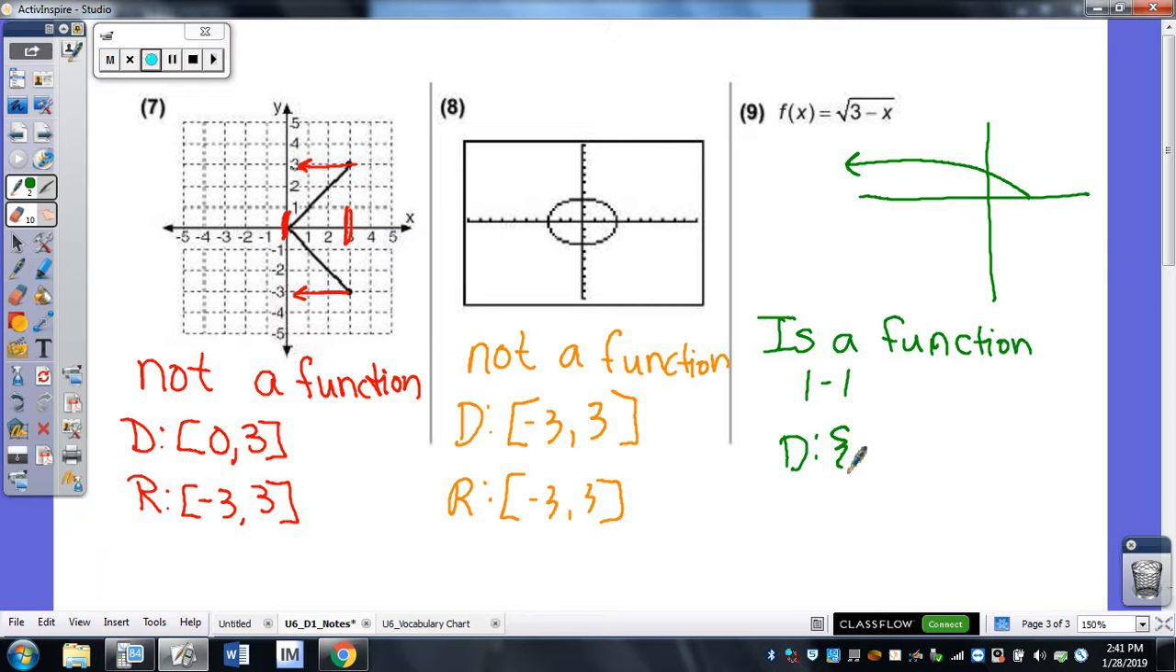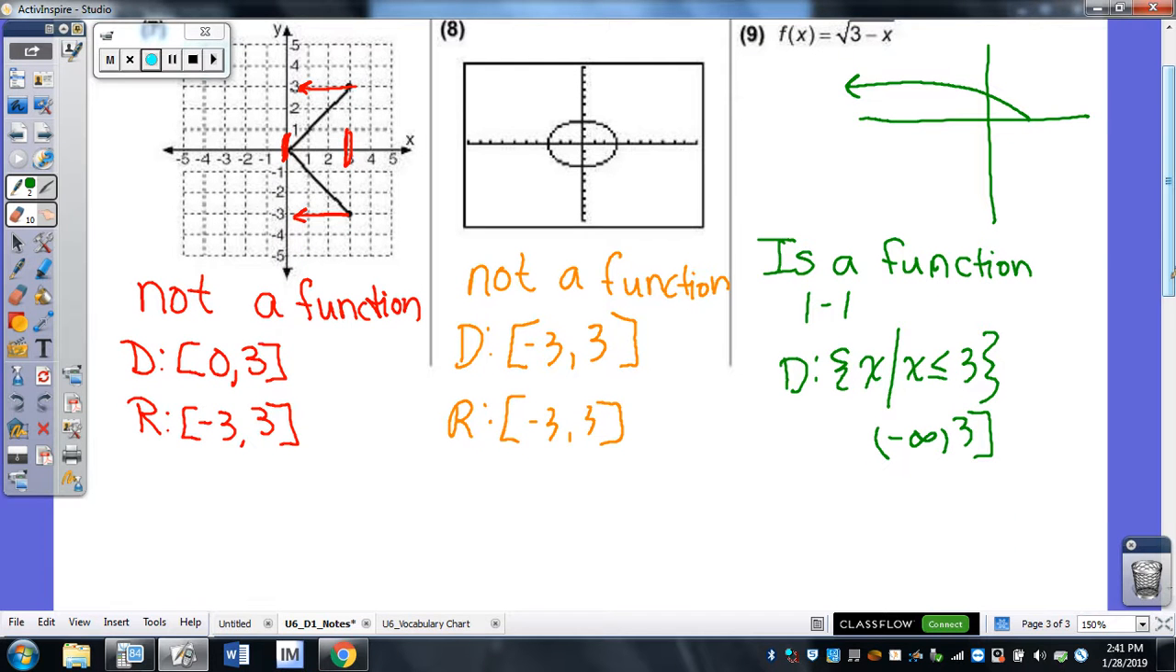So our domain would be x is less than or equal to 3 if you're doing set builder. Interval would be negative infinity to 3. Range, y is greater than or equal to 0. 0 is the lowest it gets. It's just going to be above your x-axis there. So 0 to positive infinity if you wanted interval notation for that one.